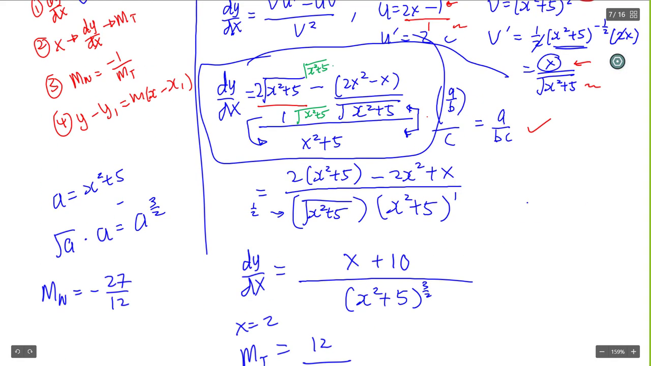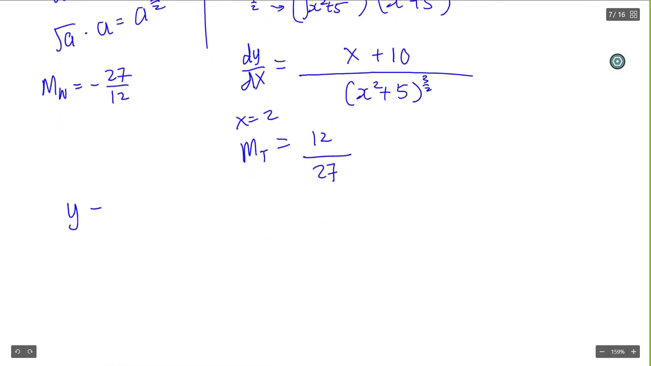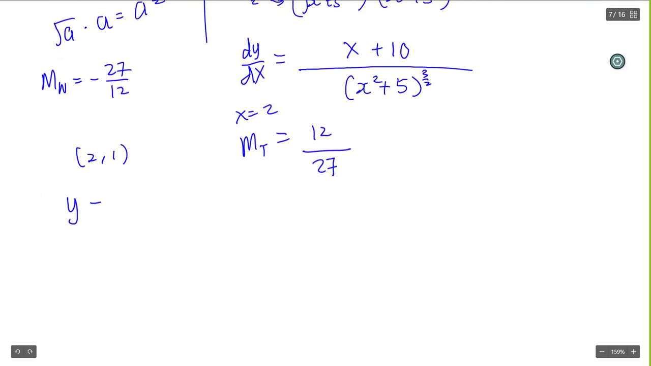Okay, so we can form the equation now. Y minus, what is our coordinate again? 2, 1, isn't it? We have coordinate 2, 1. So I sub in here. Y minus 1 equals to negative 27 over 12, x minus 2.